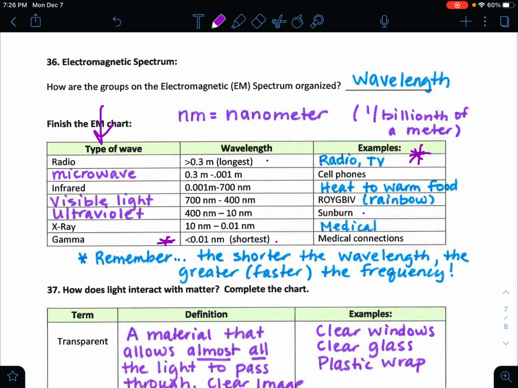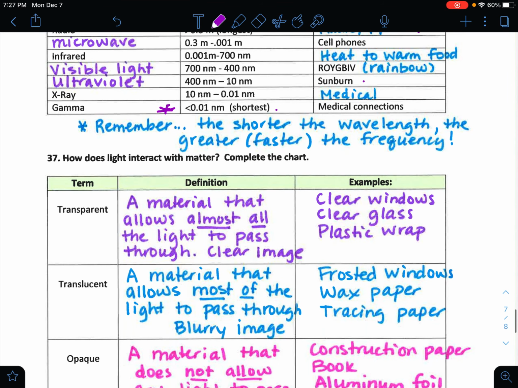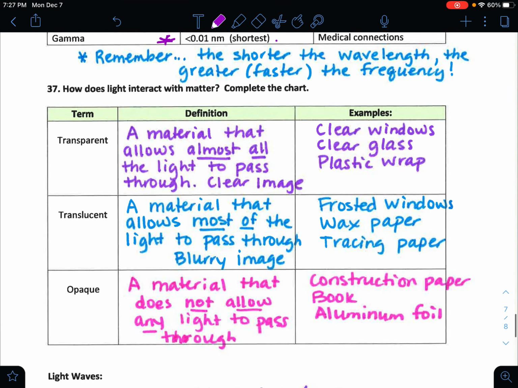So remember, when we're trying to figure out wavelength and frequency, we're going to hold our hands right in front of us. We're going to look at that distance, and then we're trying to clap and see how fast it is. Okay, so the shorter the wavelength, the greater the frequency.